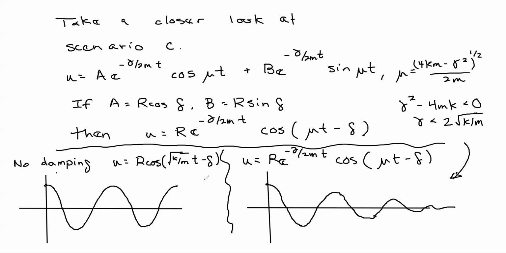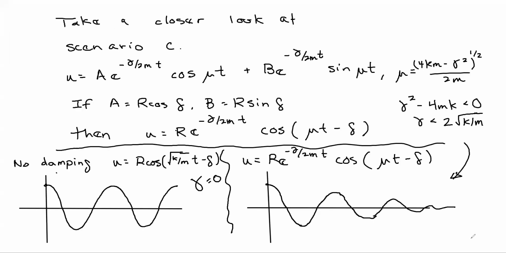Oh, and keep in mind, one more thing. There's no damping here, so this is gamma equals 0. So no damping, you get this motion. If you get gamma less than 2 root k over m, which is just by moving this over and square rooting both sides, then you get this motion. Okay, so gamma 0, gamma smaller than this number. All right, what's the next scenario?